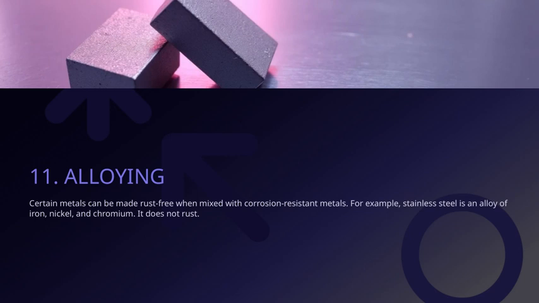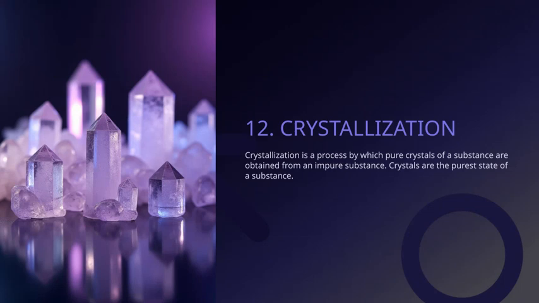This process of alloying is a clever way to improve the properties of metals, especially when we want materials that are durable and resistant to the elements. It really ties into the overall theme of how we can enhance metal characteristics to better suit our needs. Now, let's wrap up with crystallization.